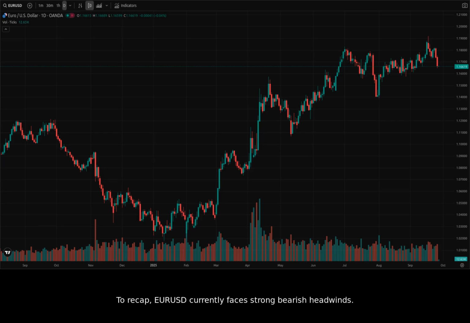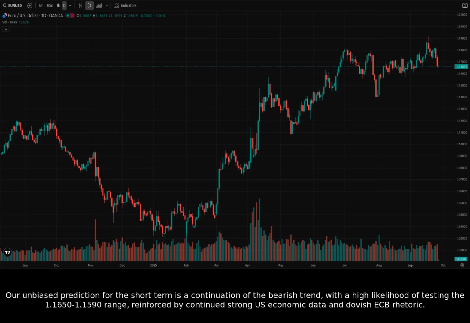To recap, EURUSD currently faces strong bearish headwinds. Important price levels to monitor include the immediate support at 1.1670, then 1.1650 and 1.1615. On the resistance side, 1.1740 and 1.1820 are critical thresholds. Our unbiased prediction for the short term is a continuation of the bearish trend, with a high likelihood of testing the 1.1650 to 1.1590 range, reinforced by continued strong U.S. economic data and dovish ECB rhetoric.